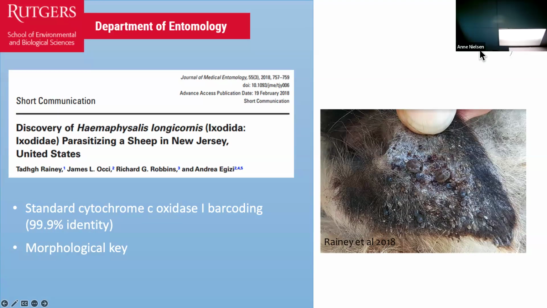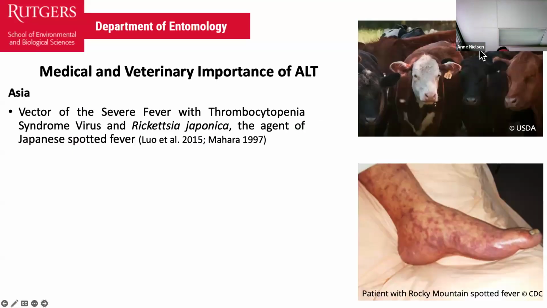And basically, he couldn't identify morphologically the tick. He got in contact with Jim Olsey, with Andrea Gysi. She ran a CO1 barcoding, and it came out 99.9 percent similar or identical to Haemaphysalis longicornis. They then did some morphological studies and published this first description of this invasive tick species in the United States. And this is what triggered all the research that came afterwards.